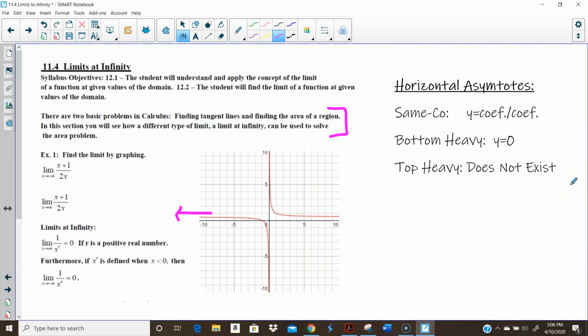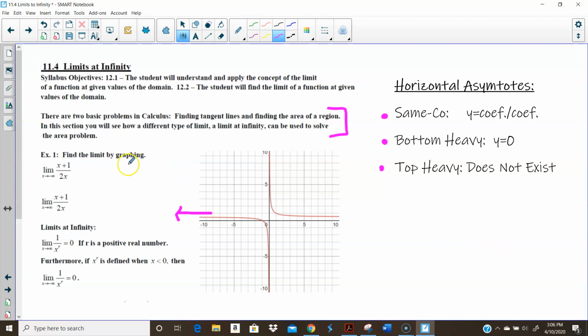The horizontal asymptotes, there were 3 types. There was same co, which means the degree in the top is the same as the degree in the bottom. And the horizontal asymptote is y equals the leading coefficient over the leading coefficient. There is bottom heavy, and that horizontal asymptote is always y equals 0. And then there's top heavy, which is where we got slant asymptotes, but there were no horizontal asymptotes.